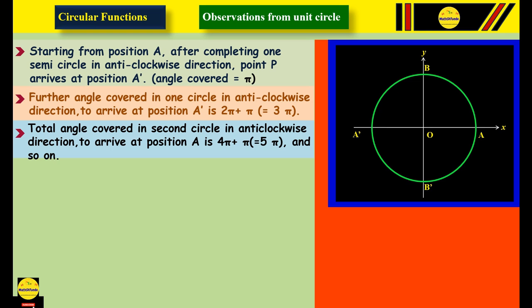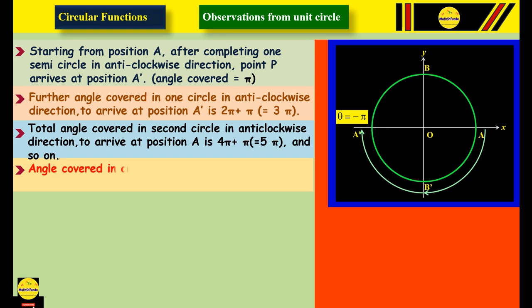Okay. Point P starting from position A could have moved in clockwise direction also by completing one semicircle in clockwise direction. Clockwise direction means a minus sign, a negative sign, will have to be kept. I can see from the picture it is equivalent to 180 degrees, meaning pi, but then that pi has to come with a negative sign. So to reach position A dash, starting from position A by moving in clockwise direction, point P gets angle theta is minus pi radians.